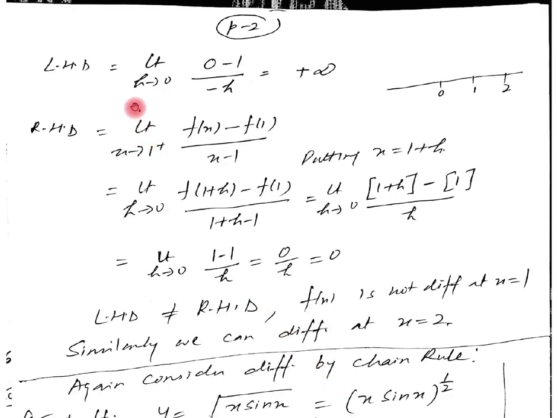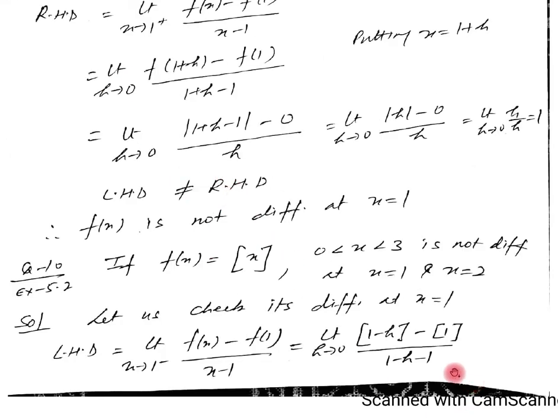Now when I am finding the greatest integer of 1 minus h, this value is lying between 0 and 1. Therefore, its greatest integer will be 0. This is the main point here. When I am finding the greatest integer of 1 minus h, this quantity is lying between 0 and 1. Therefore, its greatest integer value is 0. The greatest integer of 1 is 1, upon minus h.